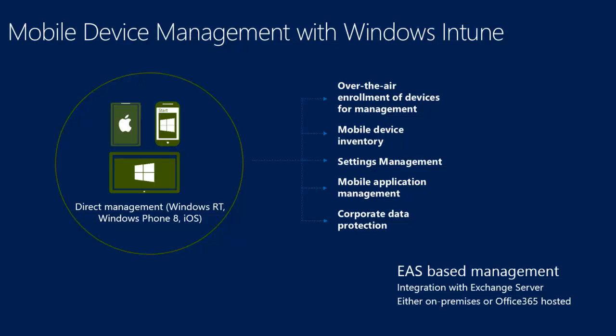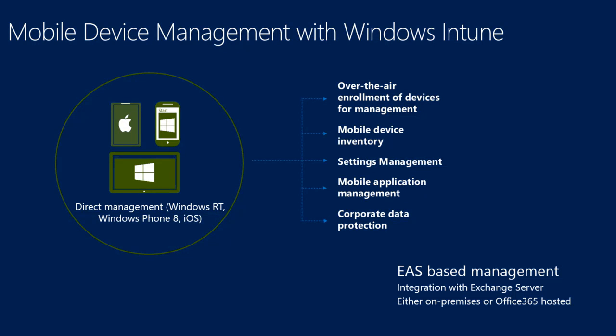But today, Android is just via Exchange ActiveSync policy. But we have this direct management on Windows RT, Windows Phone, and iOS. And the list there just kind of goes through the things we can do. So enabling the users to enroll their devices over the air through either a control panel app on Windows Phone, Windows RT, or through a website for iOS. The user can just go and enter their credentials and get enrolled there.